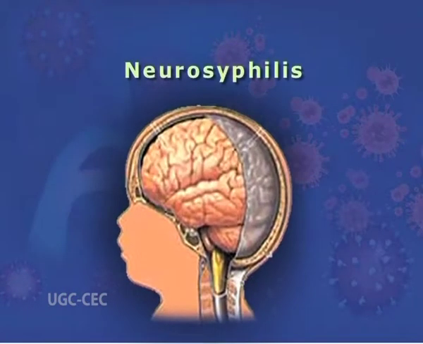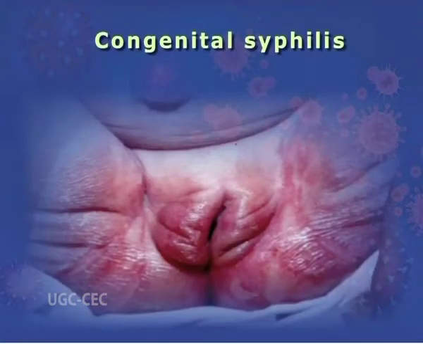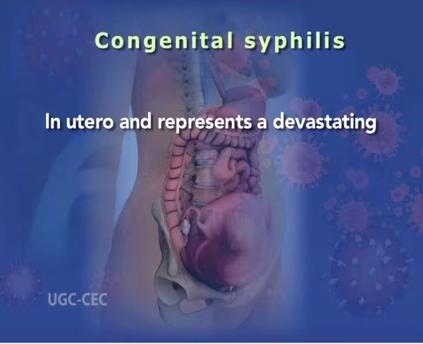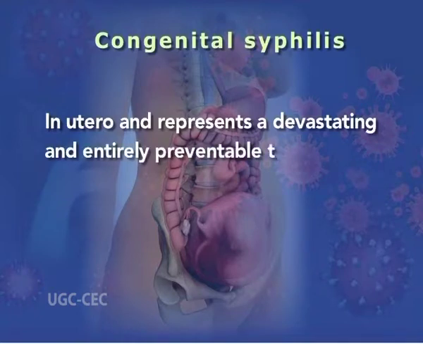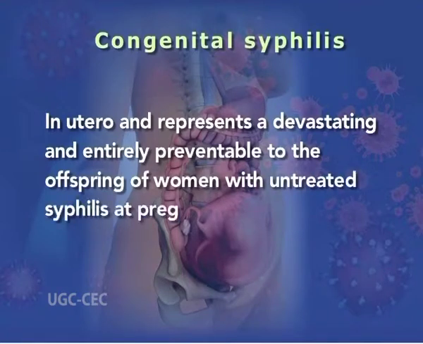Neurosyphilis can manifest as asymptomatic meningitis, symptomatic meningitis, meningovascular disease and cranial nerve dysfunction. Congenital syphilis is acquired in utero and represents a devastating and entirely preventable harm to the offspring of women with untreated syphilis in pregnancy. Now, let us discuss chlamydia as a form of pathogenic bacteria.